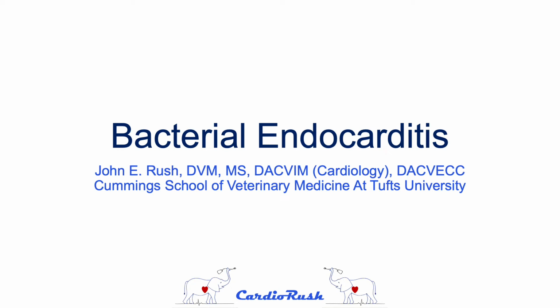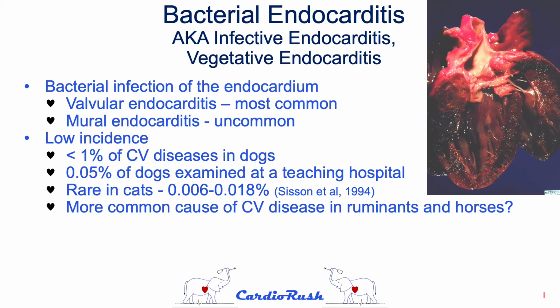This lecture is on bacterial endocarditis in veterinary species. Bacterial endocarditis is also known as infective endocarditis or vegetative endocarditis, the latter term coming from the lesions that develop on the valves that almost look like vegetables or cauliflower in appearance.